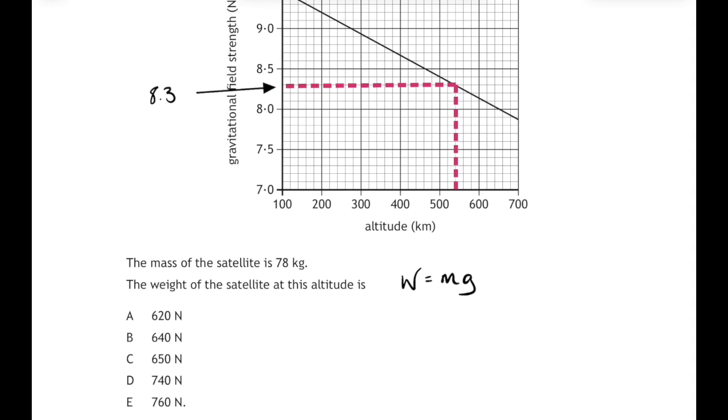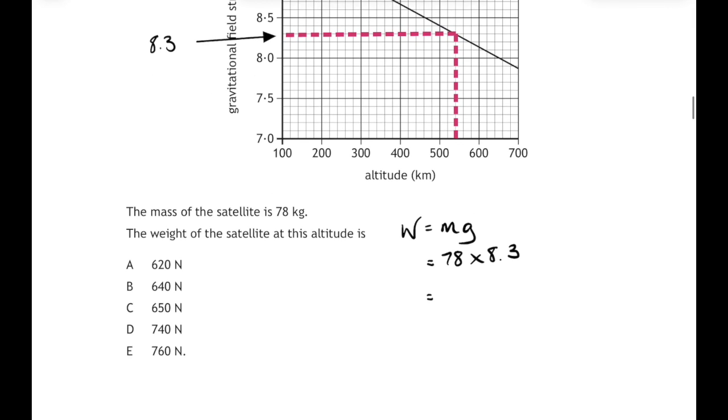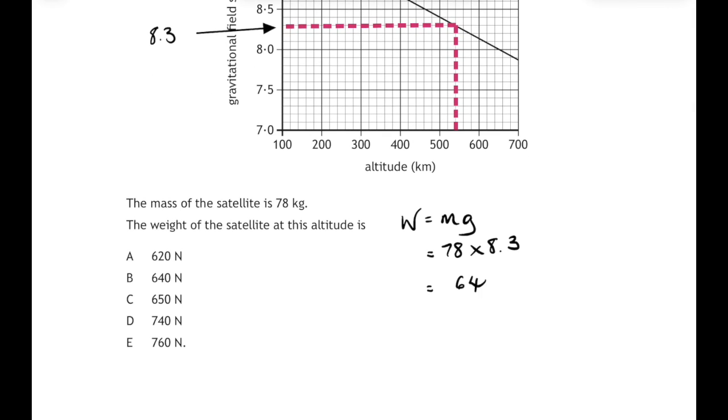what would the weight of the satellite be at this altitude? Well, weight is mass times gravity. If the mass is 78 and gravity at that height is 8.3, then if you do that correctly on your calculator, you'll get 647.4 newtons. But we're going to round that to two significant figures, because all the numbers in the question are to two significant figures. So that corresponds to an answer of 650 newtons. That's answer C.